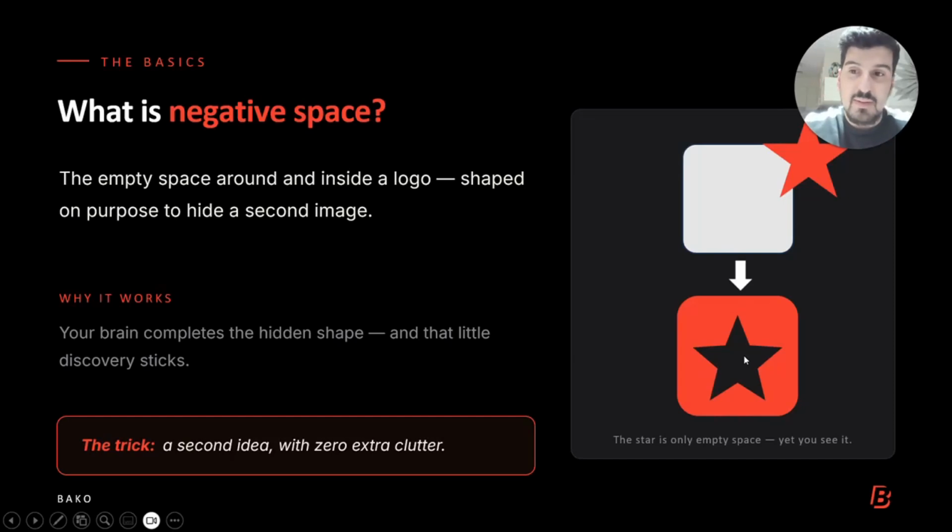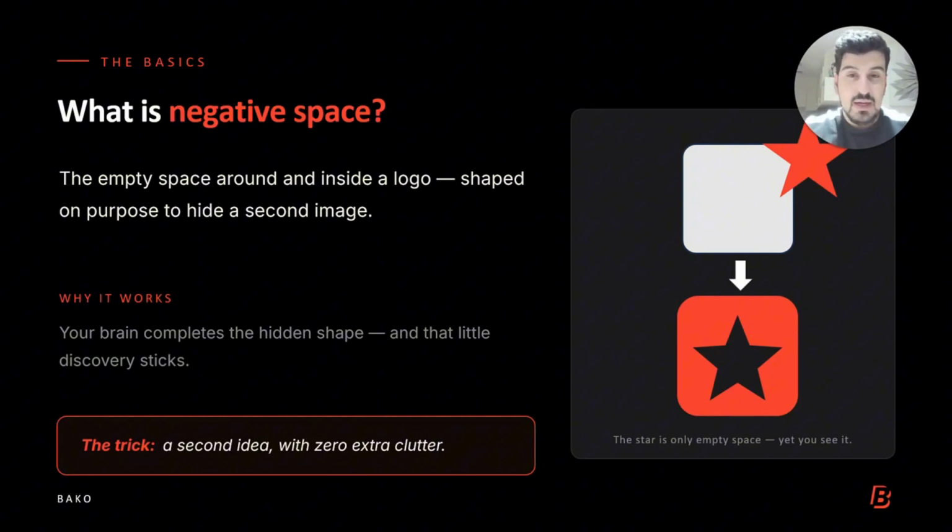This is really important and really effective, especially if you're trying to condense one or two or more elements into a shape. Without it being too cluttered, you can utilize negative space in your favor. You can show one or two or more meanings in the logo in a very efficient and effective way. Your brain completes the hidden shape that's inside the other shape, and that discovery will stick in the brain, and people will remember it instantly.